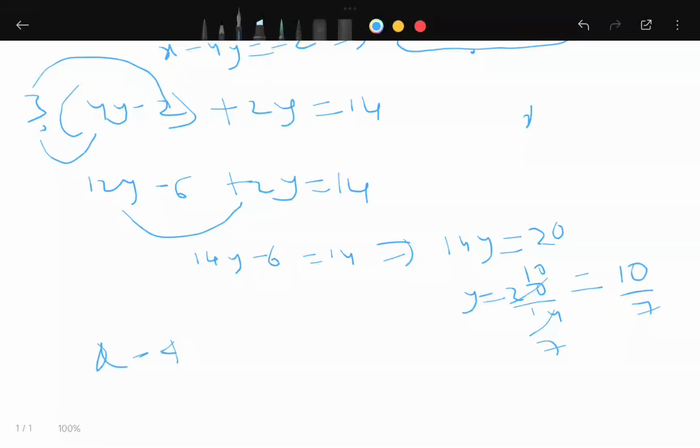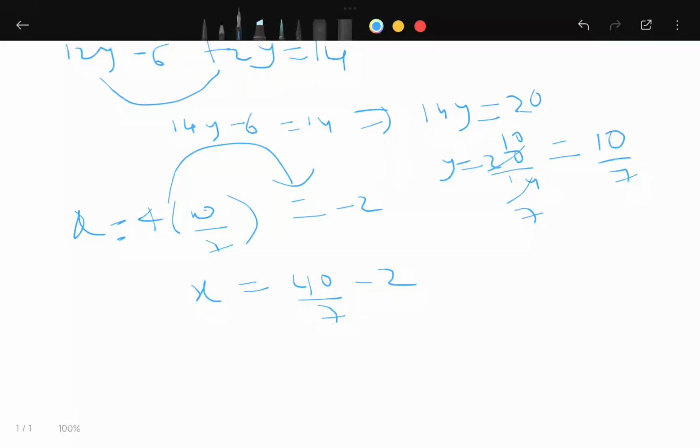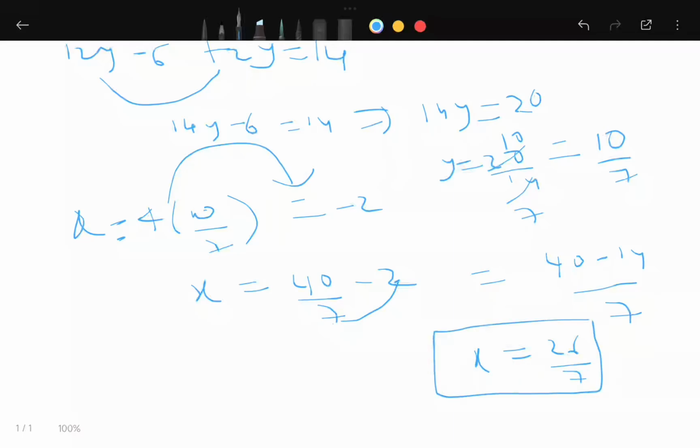x minus 4 into 10 by 7 equals minus 2. x equals 4 into 10, 40 by 7 minus 2. If we bring it to this side, it becomes plus. Now how to solve this? 7 into 2 is 14. 40 minus 14 by 7, which is 26 by 7. x equals 26 by 7, y equals 10 by 7.